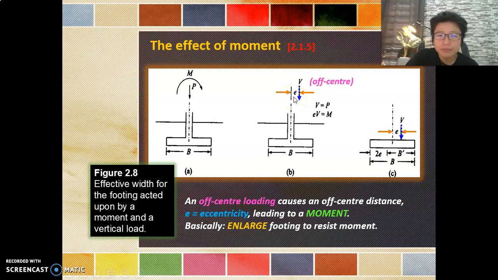So if I want to know what is my V, what is the load, because in this situation, for example, if I'm being given the moment, I want to know what is P or what is V, that's a load. All I need to do is to take the moment divided by the E.